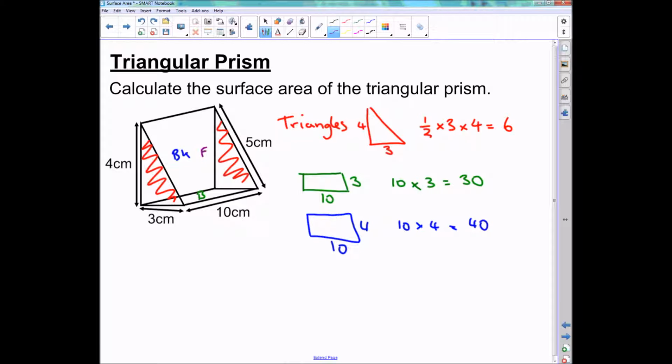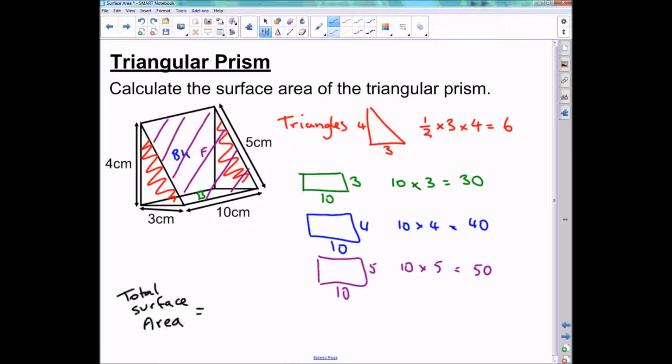Finally, I'm going to do this front rectangle, which is quite hard to see on my diagram, so I'm just going to show you here, which again I'm just going to quickly sketch. So the base of this is again 10, but the height is 5. So 10 times 5 equals 50.